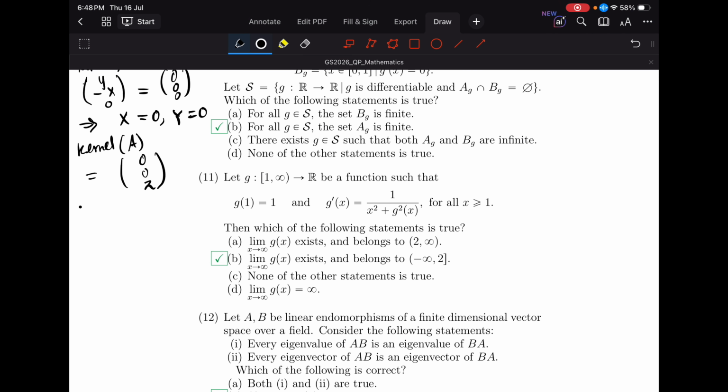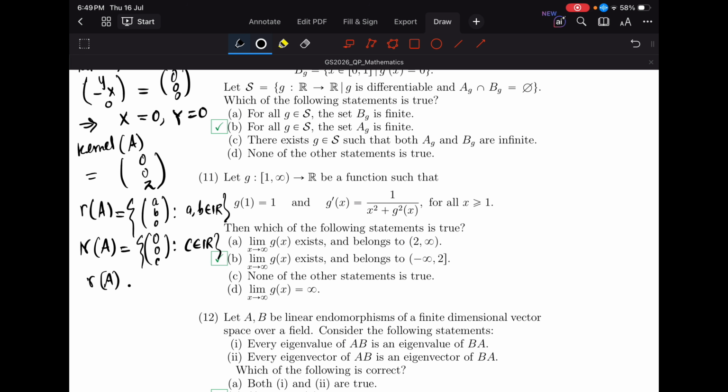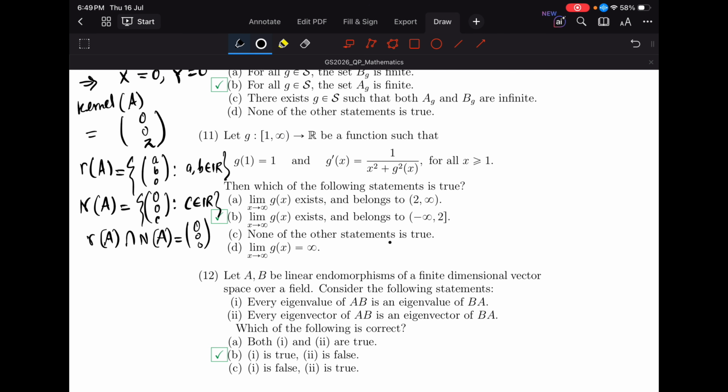So let us write down the range. The range of A contains the set (a, b, 0), where a, b are in R, and the null space is the set (0, 0, c), where c is in R. You can see that the intersection between the range and the null space is actually (0, 0, 0), right? Okay.